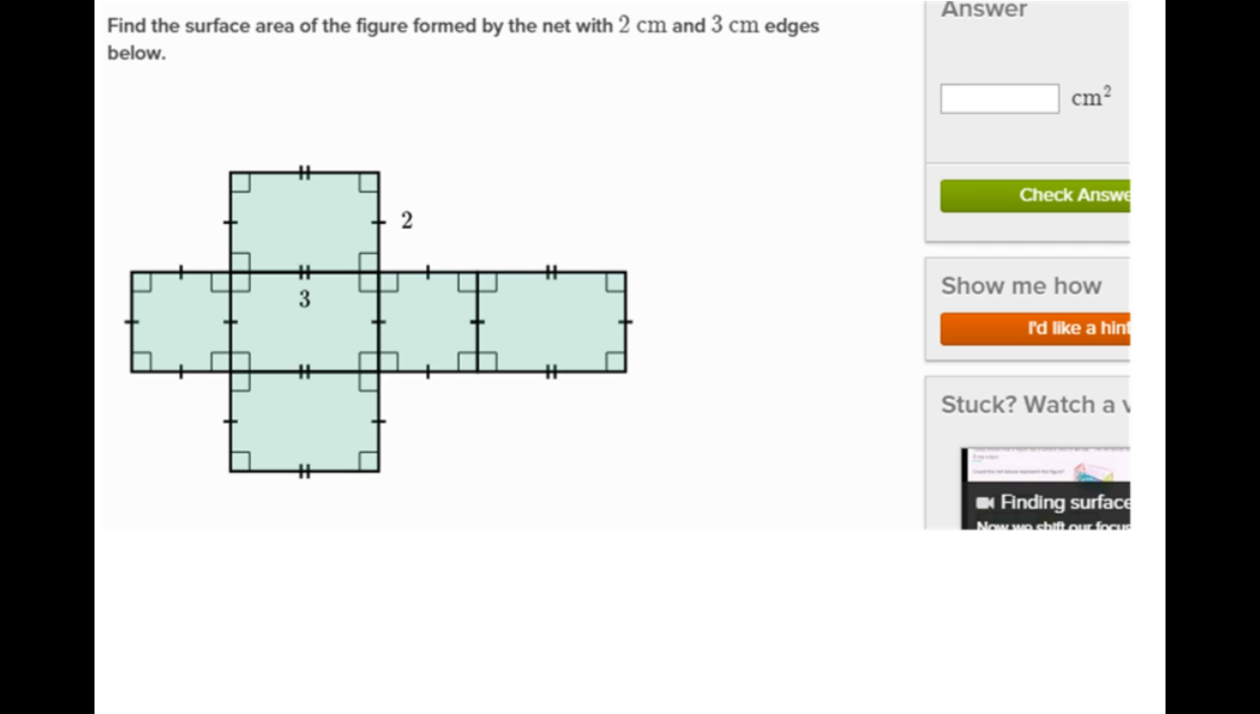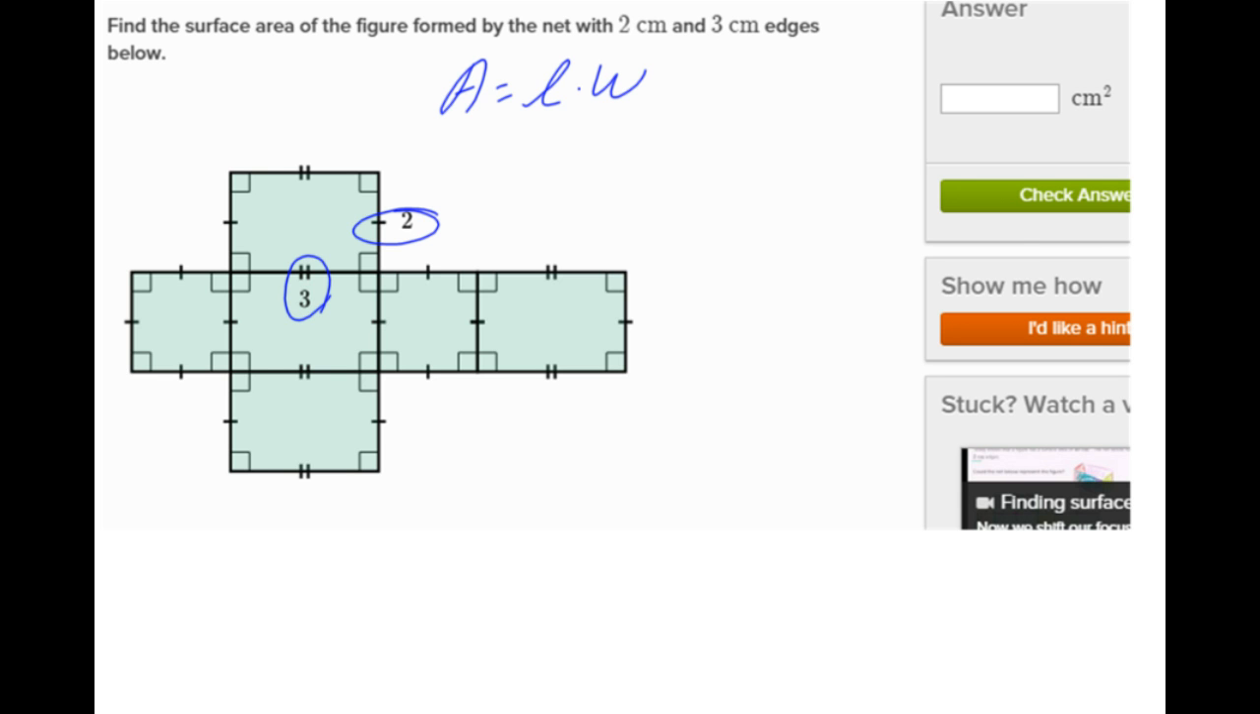Remember, pause, do the problem, play to check to see if you have it right. The area of a rectangle is equal to the length times the width. All of the single dashes are 2. All of the double dashes are 3. That's what those dash marks mean.